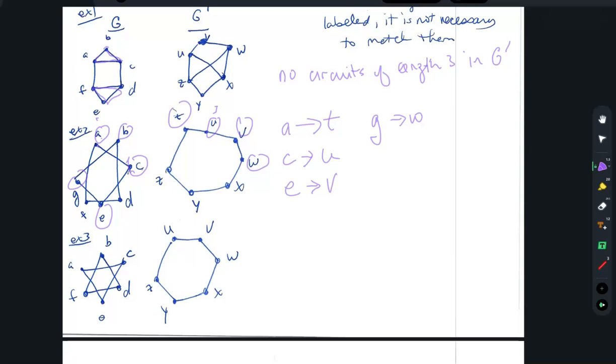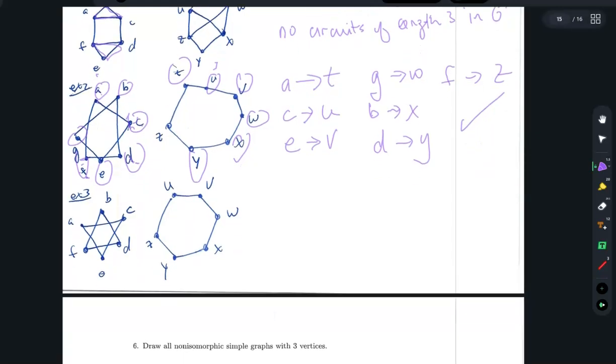And then if I went to the letter B, that would go to X. And then if I went to the letter D, that would go to Y. And then last, I would go to, whoops, that's F, I mean, F, and so then F would go to Z. So yes, there's an isomorphism.